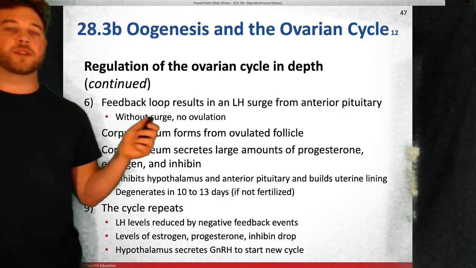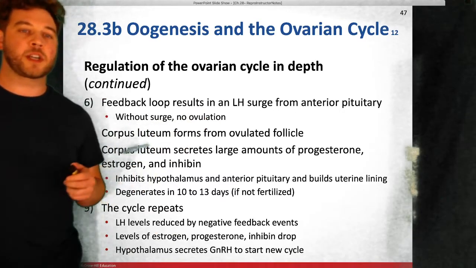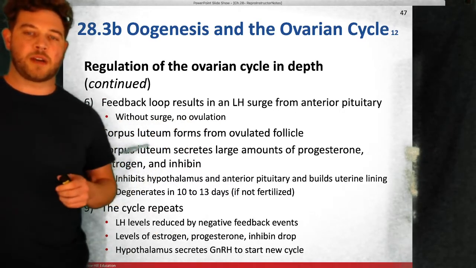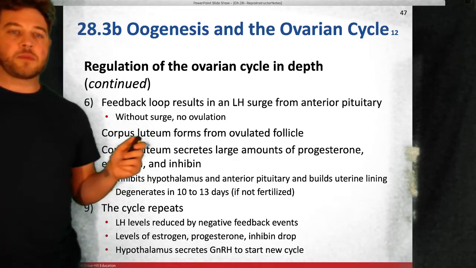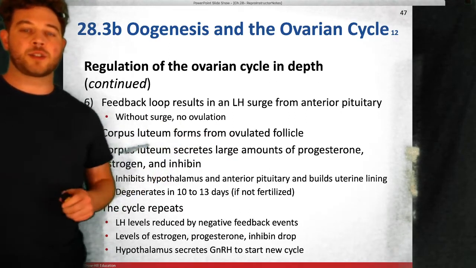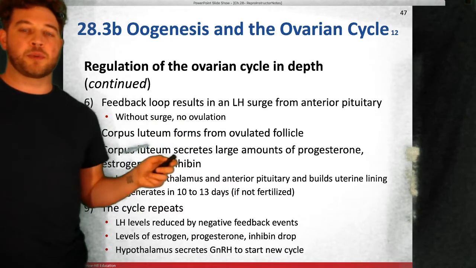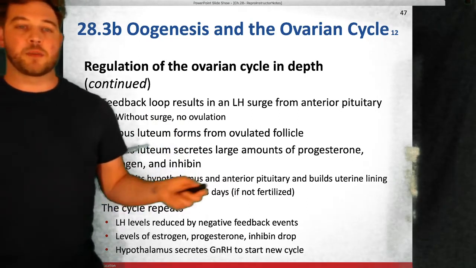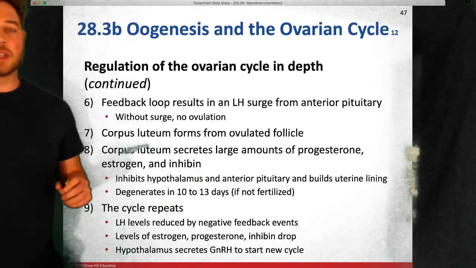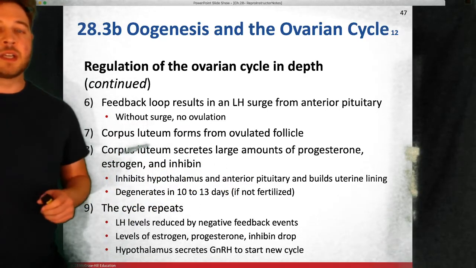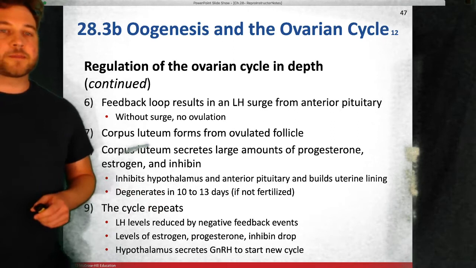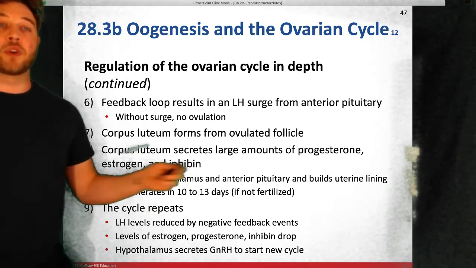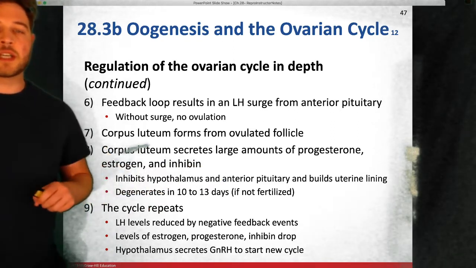That feedback loop results in an LH surge from the anterior pituitary. Without that surge, you have no ovulation. The corpus luteum forms from the ovulated follicle. The corpus luteum secretes progesterone, estrogen, and inhibin, inhibits the hypothalamus and anterior pituitary, and builds up the uterine lining with estrogen and progesterone. Again, it degenerates after 2 weeks if no fertilization of the oocyte occurs.